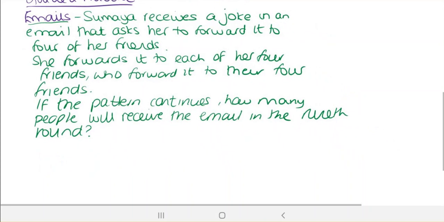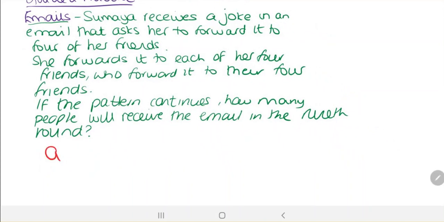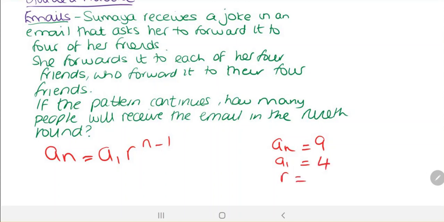So if we put the formula, a_n is a_1 times r to the n minus 1. There are going to be 9 terms because it's the 9th round. The first number is going to be 4 because it's 4 emails. And the ratio is to each 4 friends, so that is going to be 4. So we just substitute in the values.